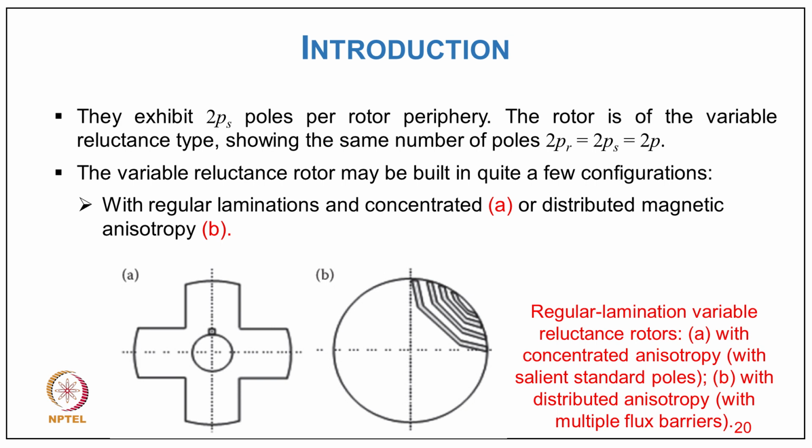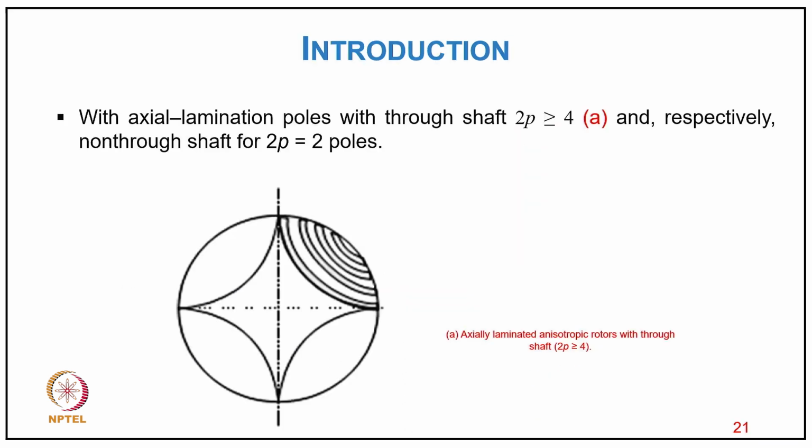So they exhibit 2ps poles per rotor geometry, and the poles are equal to the variable reluctance type showing the same number of poles, 2p equal to ps equal to 2p, and the variable reluctance rotor may be built in quite a few configurations, with the rotor regularly laminated and concentrated, distributed magnetic anisotropy. So with the axial laminations of pole throw 2p greater than 4, and respectively maintaining the shaft. So you can see the flux barrier in an axially laminated anisotropic rotor with throw shaft.